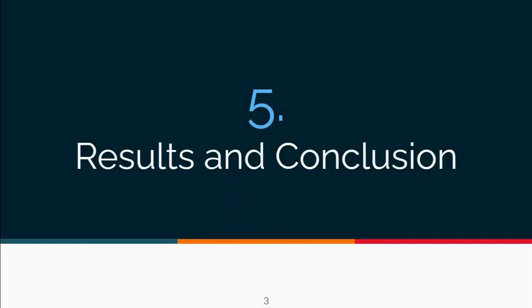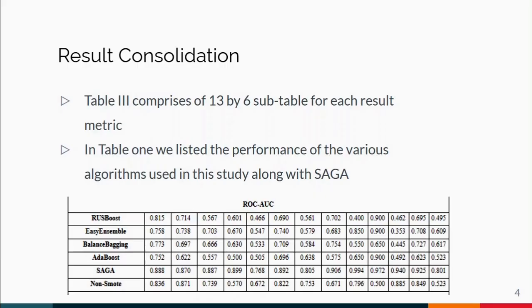Section 5, Results and Conclusion. In Table 3 of the research paper, we have made 4 subplots of 13 by 6 to consolidate the result metrics from all the experiments. Each cell holds the value of a result metric obtained by using a technique on a dataset.